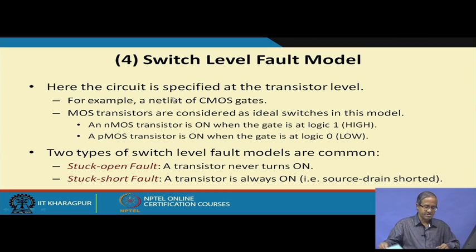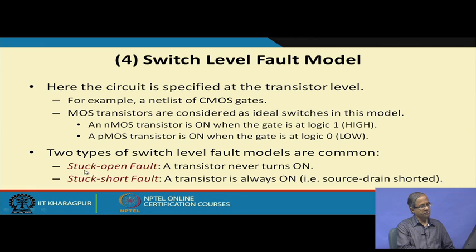Just as I said, an NMOS transistor is on when the gate is high, a PMOS transistor is on when the gate is low. Now, here we are considering two different fault models. First is transistor stuck open fault, which means the switch is never turning on, source and drain are never getting connected, irrespective of the voltage we apply to the gate. The second one is the reverse, it is short, the source and the drain are already shorted. So, it is always conducting irrespective of the voltage we apply to the gate.